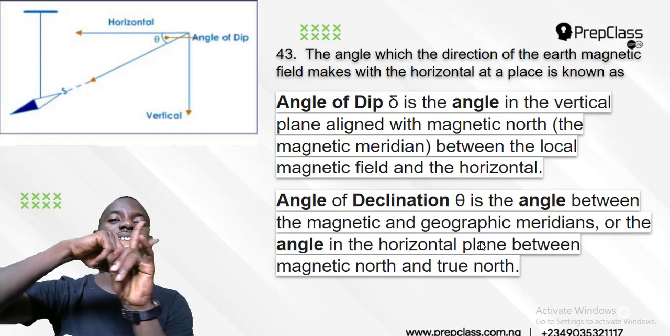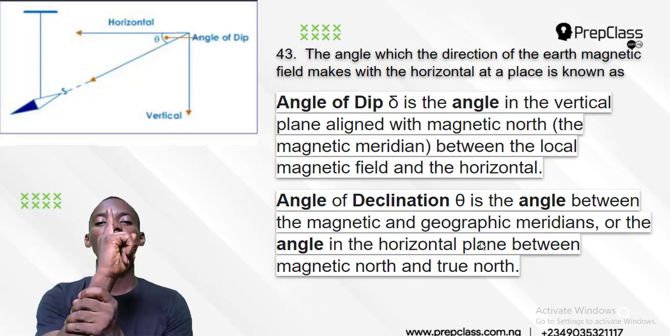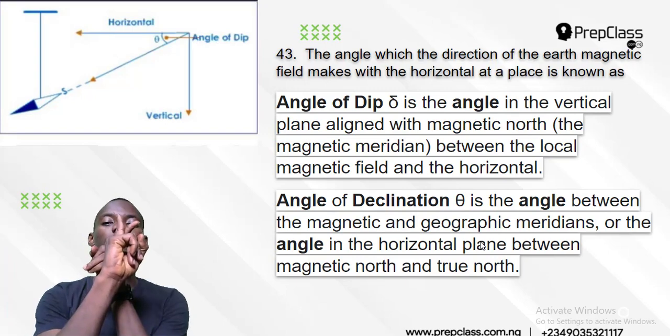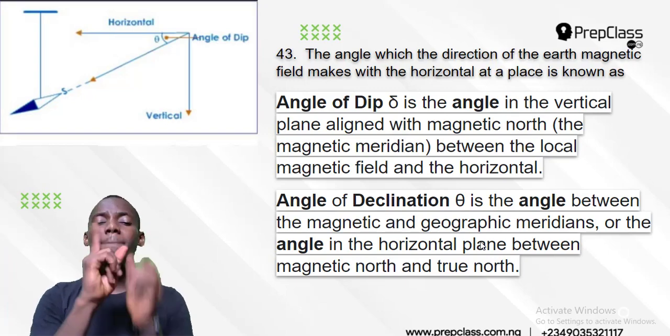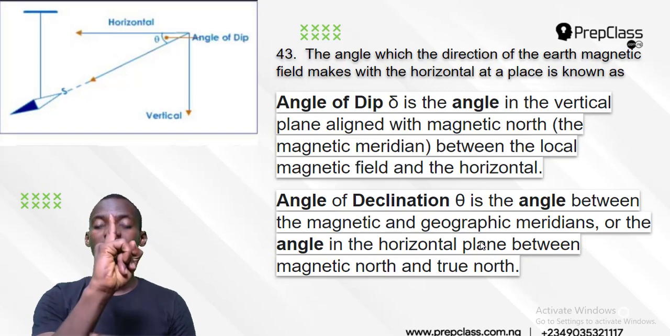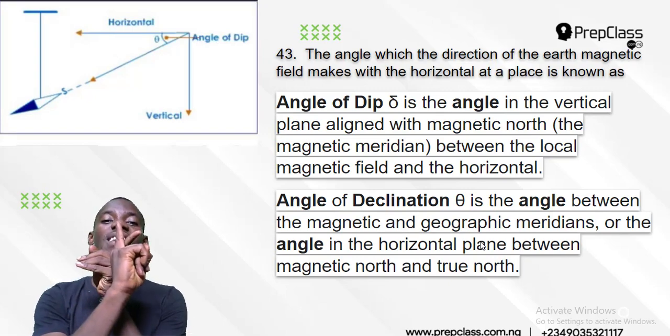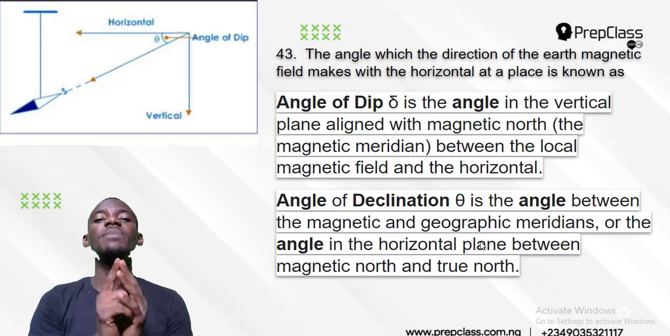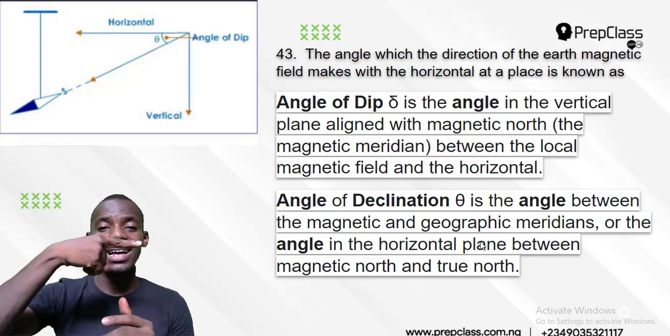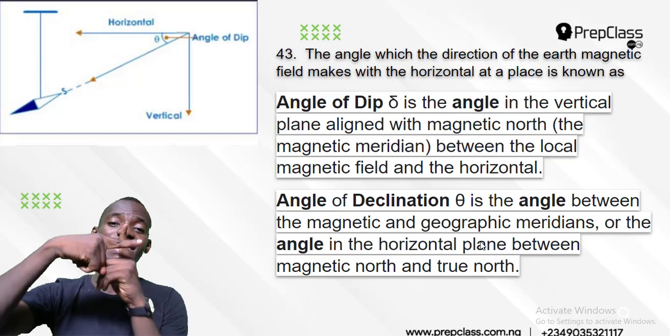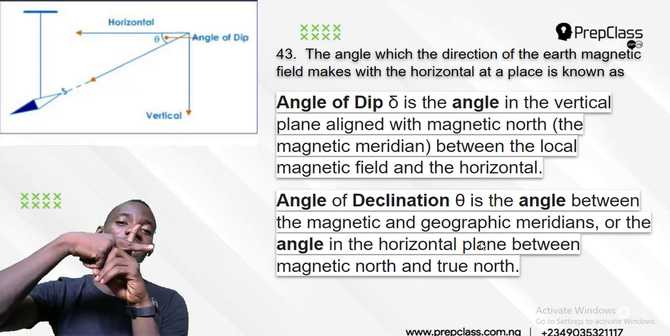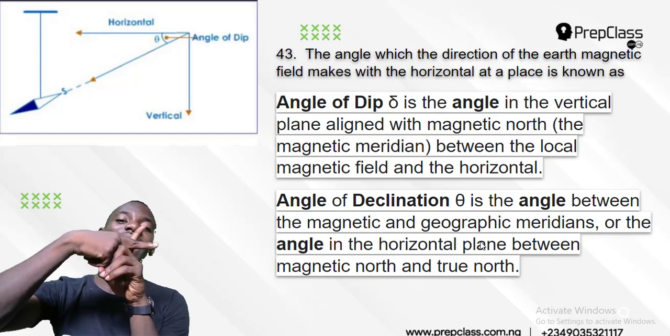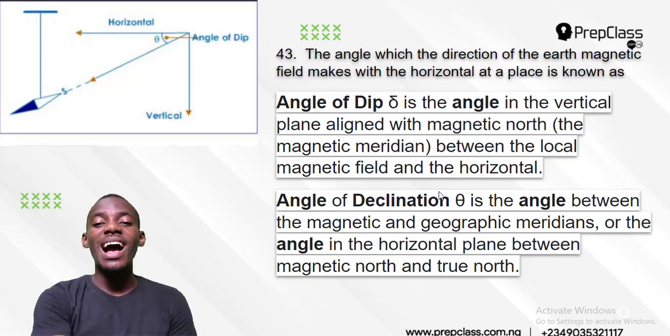So, why is this the angle of inclination? This is the true north and the magnetic north. The angle between the true north and the magnetic north is the angle of declination. That's clear, right? Now the angle of dip is the angle between the horizontal and the magnetic north, or the magnetic meridian. It is the same thing, and that is the angle of dip. And that is the answer to that question.